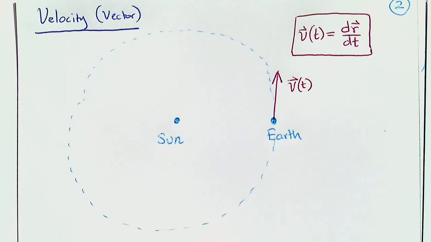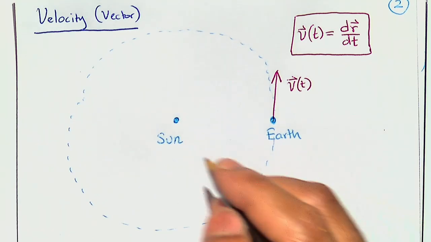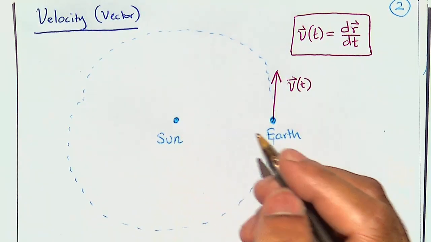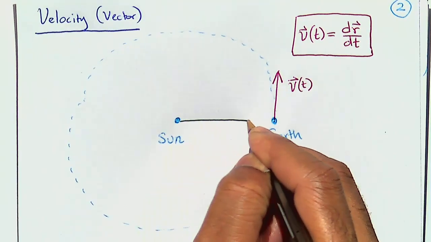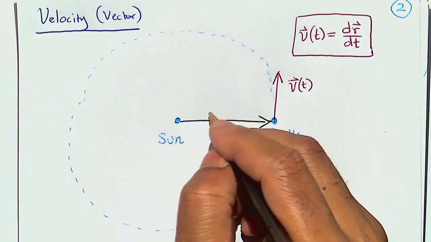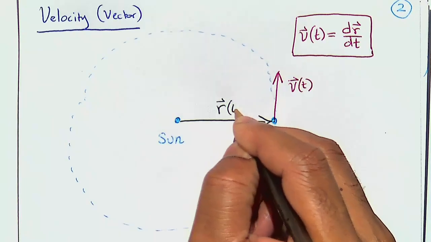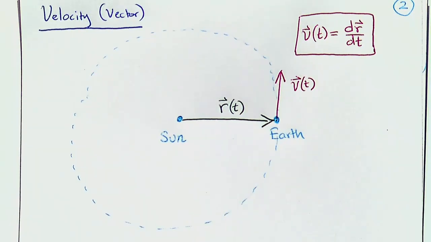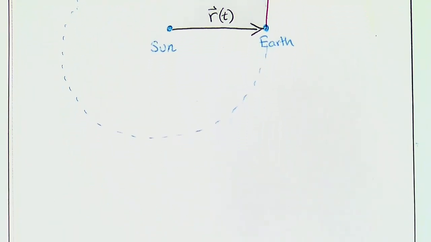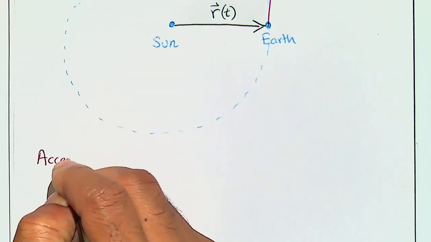But in this case, with the Earth and the sun, the position vector goes from the sun to the Earth, right? So we're locating the Earth with respect to the sun. At any given point in time, the Earth is at some position relative to the sun, and that is of course changing, right? So when we say acceleration, we mean the change in velocity, right?